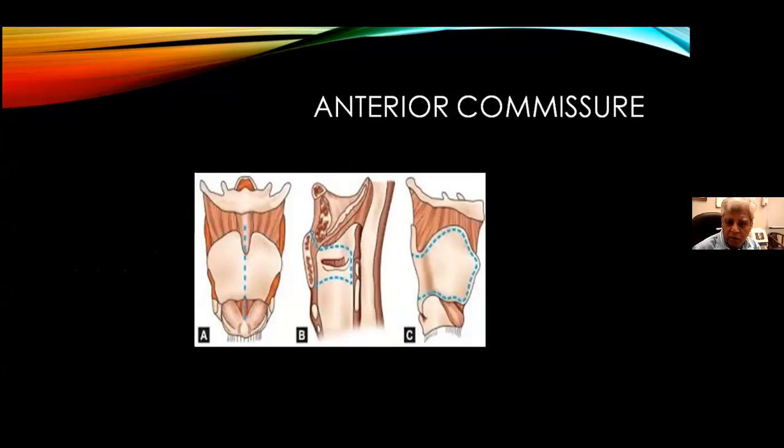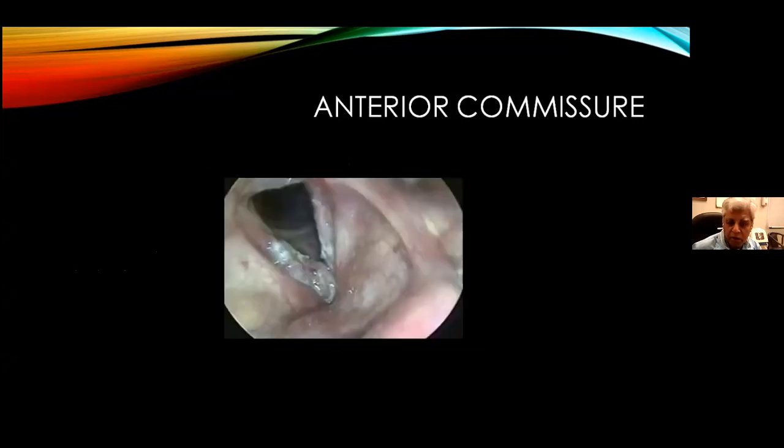So this is the picture where the anterior commissure is. This is the thyroid cartilage. This is the anterior area, and the vocal cords are somewhere midway between the thyroid cartilage, at the junction of the upper two thirds and lower one third. And it is very close to the anterior commissure. So in a very early stage, it may be involved. This is a tumor on the right side, and it is going to the anterior commissure. So here is the thyroid cartilage.